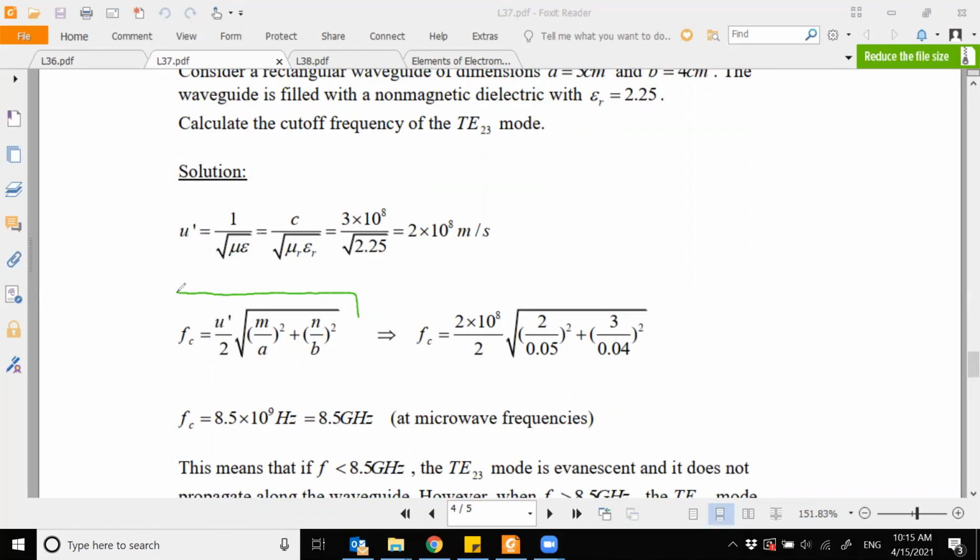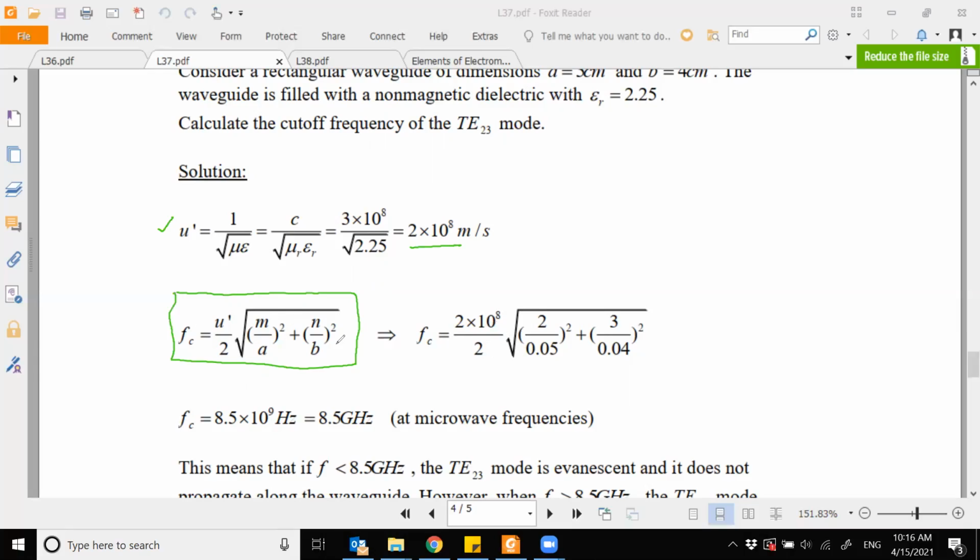We know the expression of the cutoff frequency, remember? The cutoff frequency is U dash over 2 times the root of (M over A) squared plus (N over B) squared. Here you first need to find U dash, which is the phase velocity of the unbounded medium. U dash is 1 over root of mu epsilon, which we know is C over root of mu r epsilon r. Substitute, and then put it in this expression.